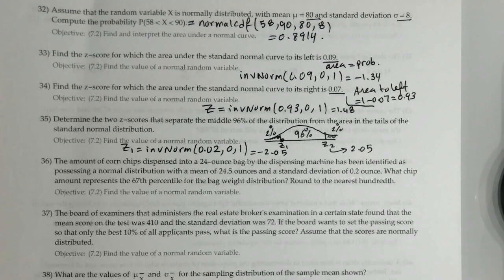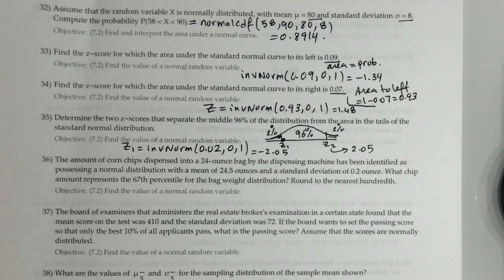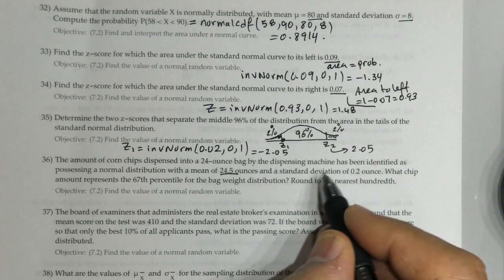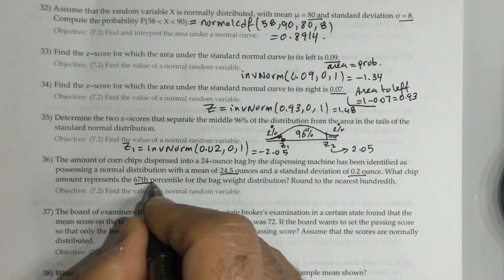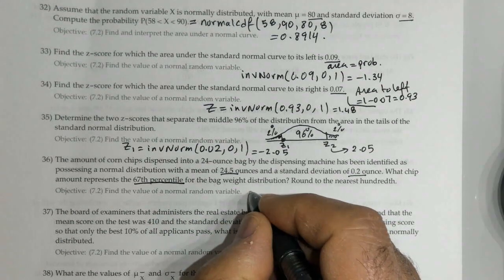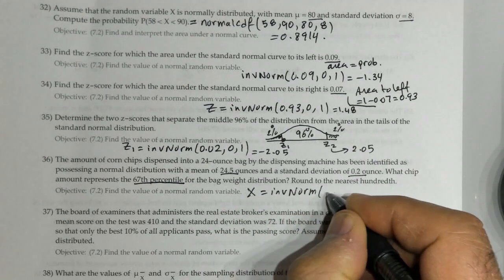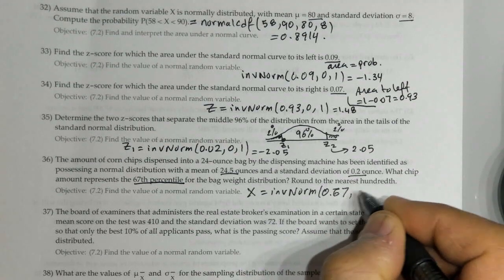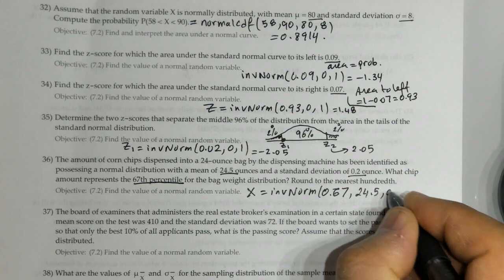36. The amount of corn chips dispensed into a 24-ounce bag by the dispensing machine has been identified as possessing a normal distribution with a mean of 24.5 and a standard deviation of 0.2. What chip amount represents the 67th percentile? Then he's giving you the probability here. 67th percentile is the area to the left of this amount. So we use inverse norm, but this time it's not z, it's x. Inverse norm 67%, you just write it like this. What's the mean here? It's not 0 and 1 because it's about x now. 24.5, and then the standard deviation is 0.2.